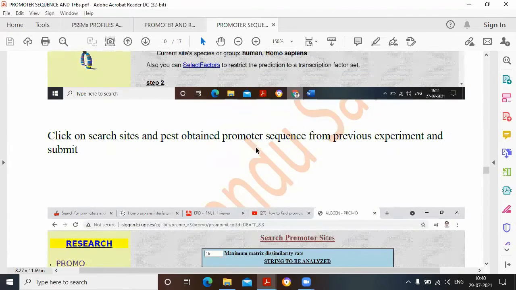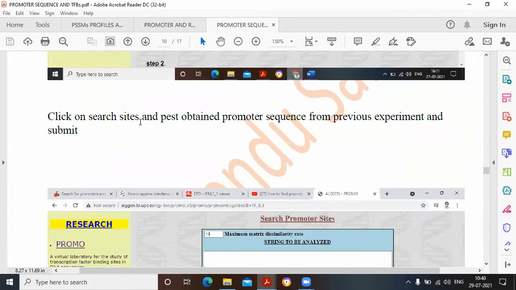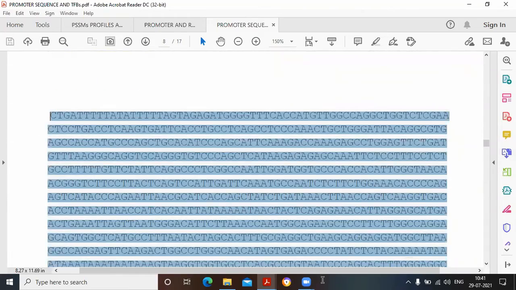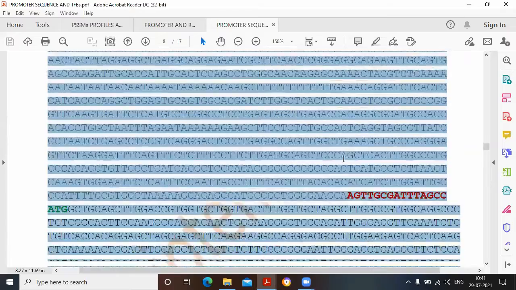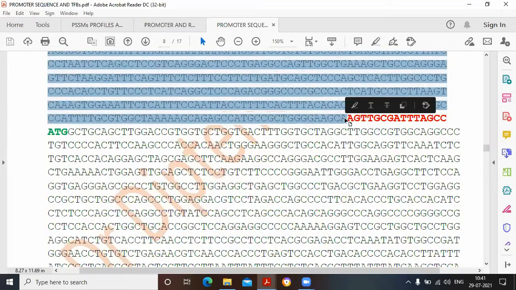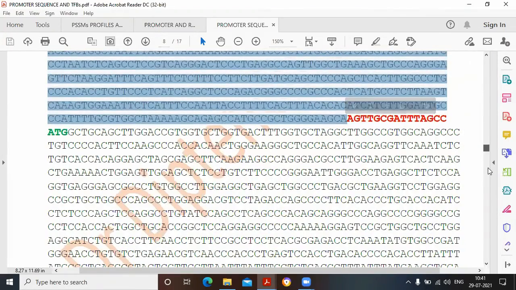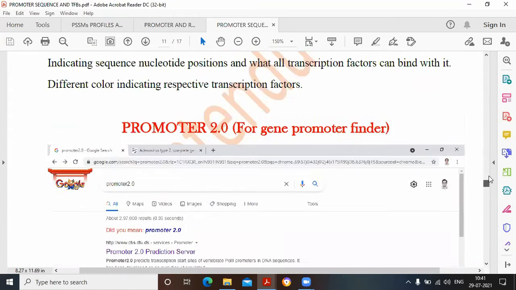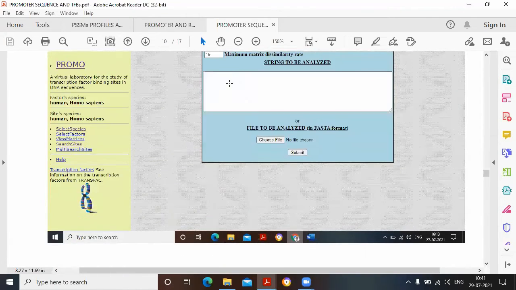So what sequence do you need to paste? Click on the search site and paste the promoter sequence obtained from the previous experiment, and then submit. In the previous experiment we got the entire upstream region sequence, so you just need to copy the entire thing, till this much, and paste it here.